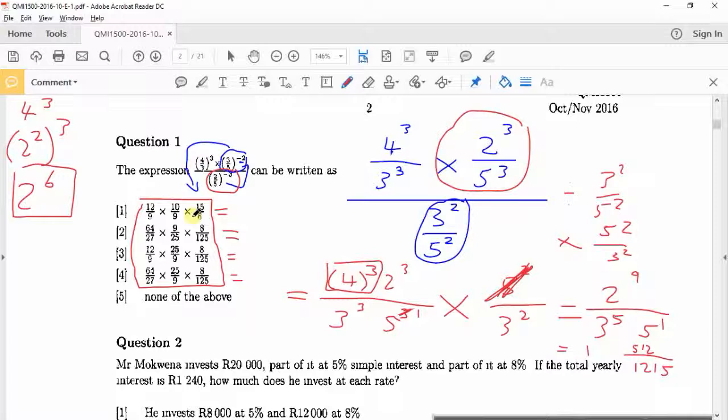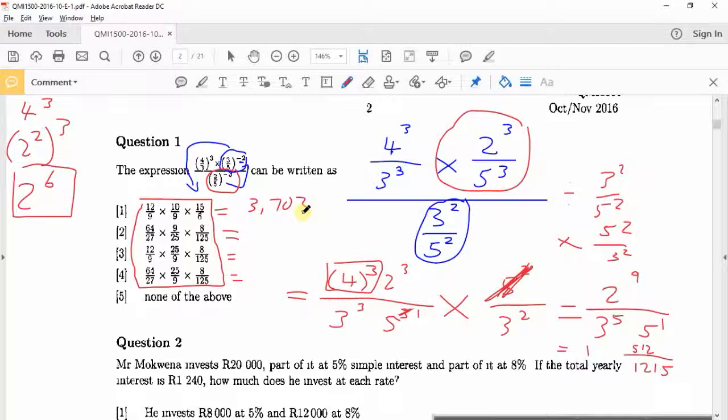So 12 over 9, times 10 over 9, times 15 over 6 equals. Okay, that gives me 10. Decimal gives me 3.703.